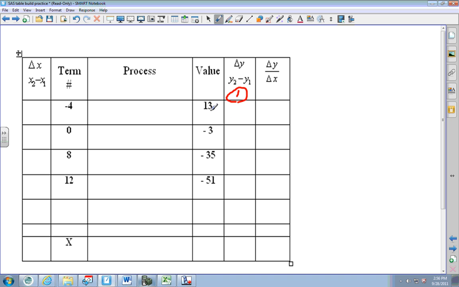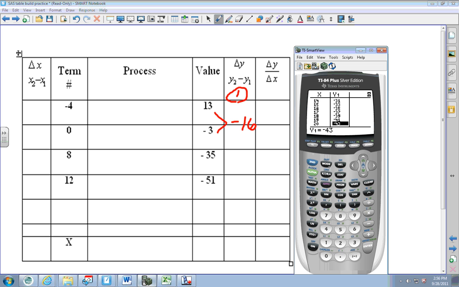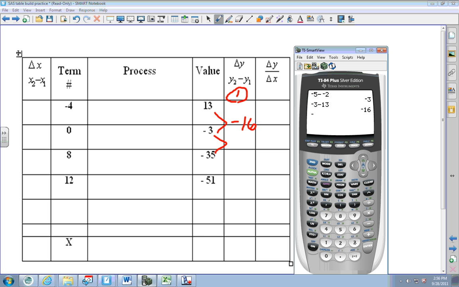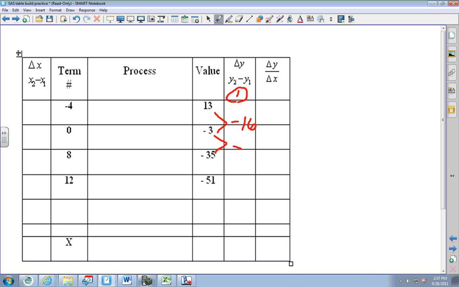On this one, I'll start here. Delta y, I'm going down. So let's see. 13. That is -16. If you're confused, remember, take the bottom. Let's go into the home screen here. Take the bottom number, -3, minus the top number, 13. Enter. The next one right here, you can go to the bottom, -35, minus the number above it, -3. Press enter. -32.